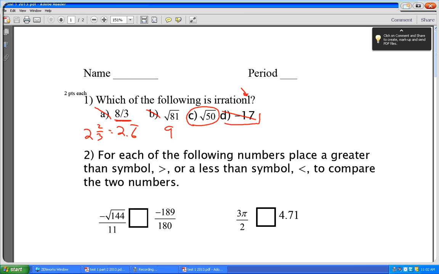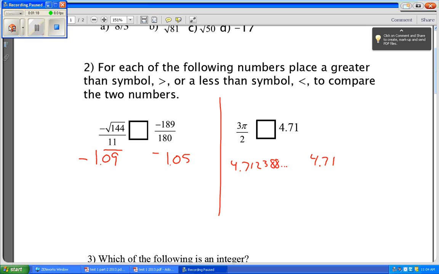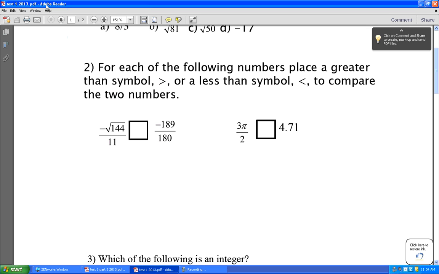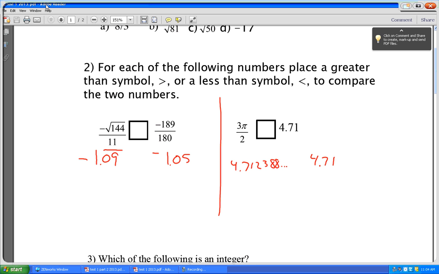For each of the following numbers, place a greater than symbol or a less than symbol to compare the two numbers. Okay, now always use a calculator for this. So I use the calculator to convert those into decimals. And there are the decimals. Notice that those are negative. Okay, so we're looking for the number. The largest number is the number farther to the right.